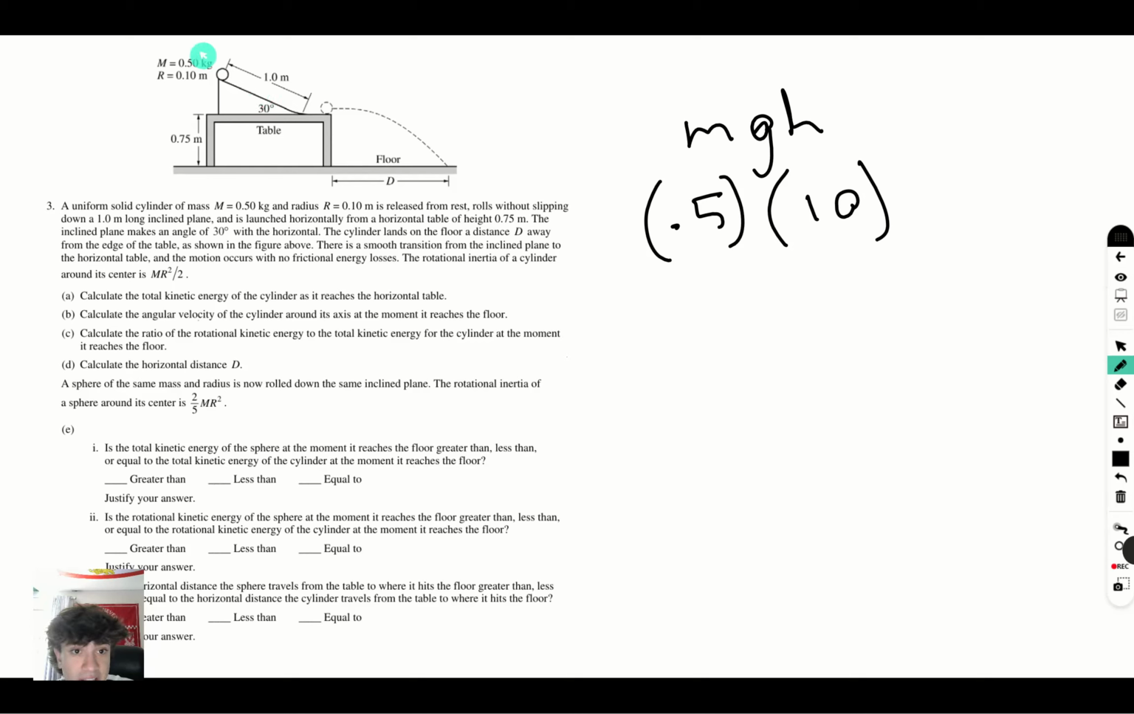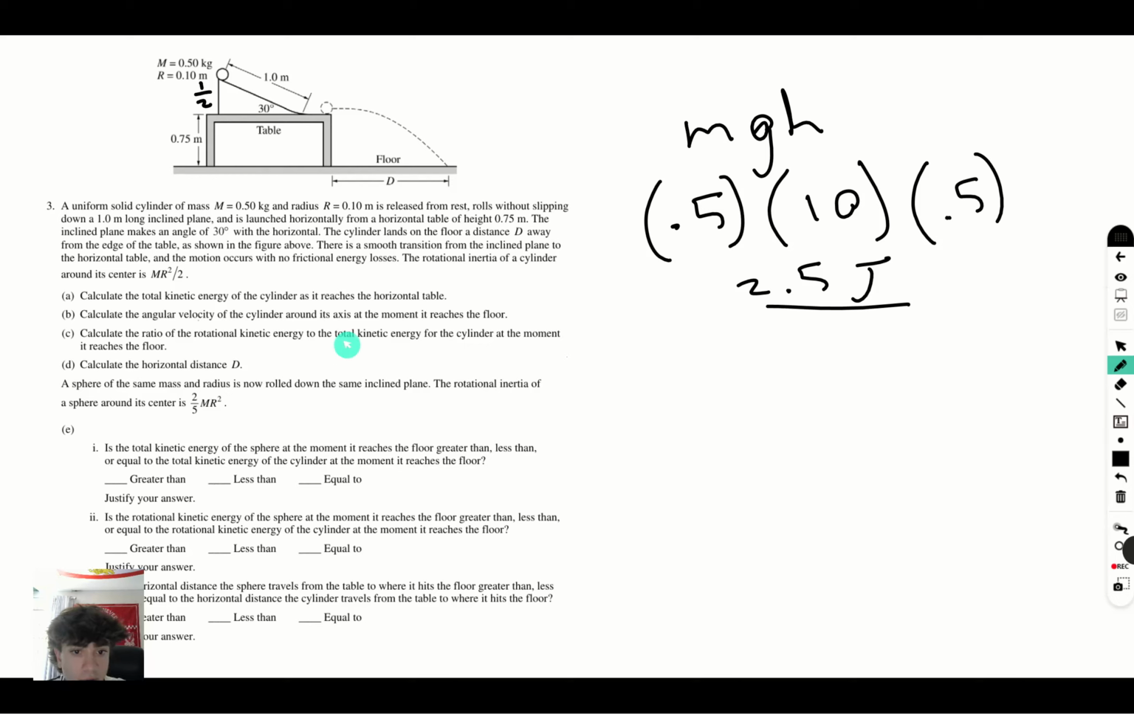we're given a length here and we're given a degree. So we know that this, just knowing the sine of 30 degrees, is going to be half of the hypotenuse. And since the hypotenuse is 1, this is just going to be 1/2. So we'll get 0.5 times 10 times 0.5. This is 0.25 times 10 is 2.5 joules. There you have it. There's your answer for part A.